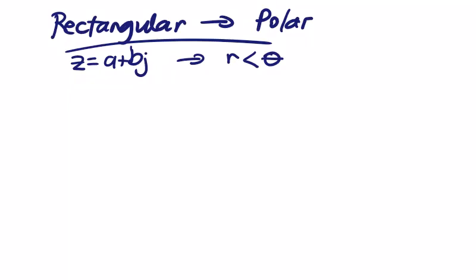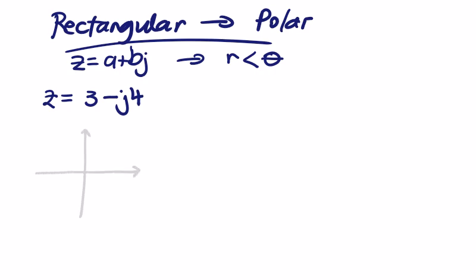Converting a complex number in rectangular form to polar form. So let's do an example. Let's use this one here, 3 minus j4. First thing we'll do is just visualize this in the Argand diagram.